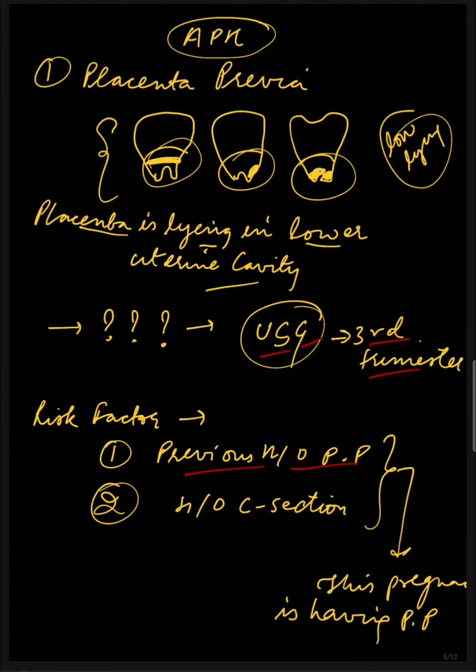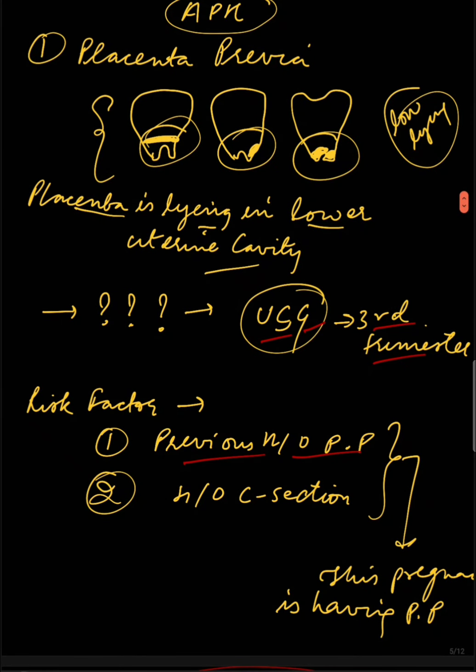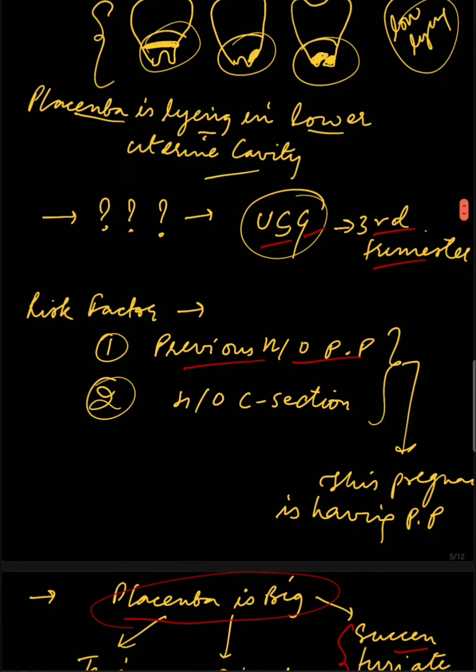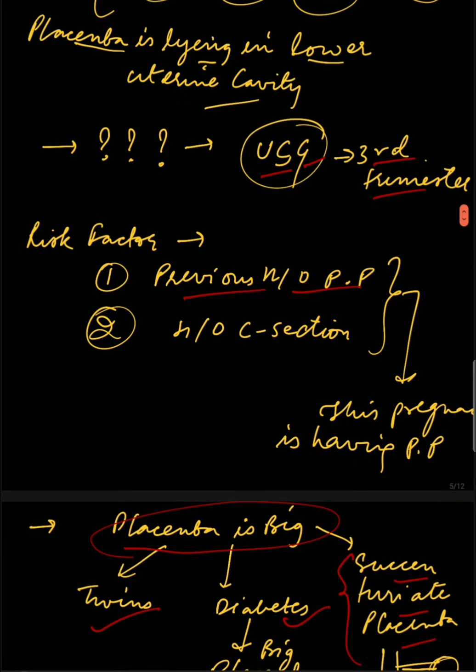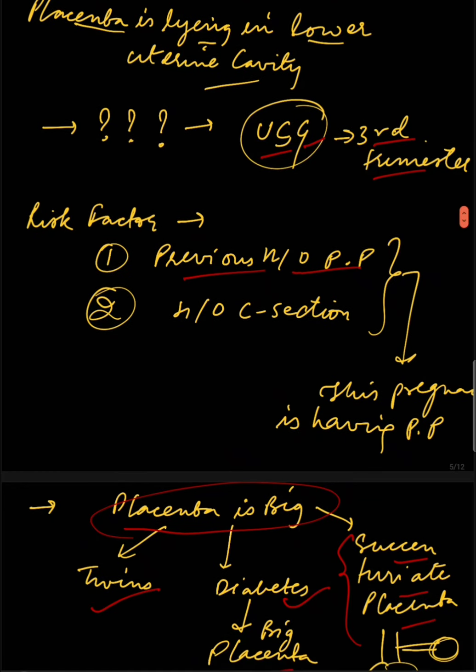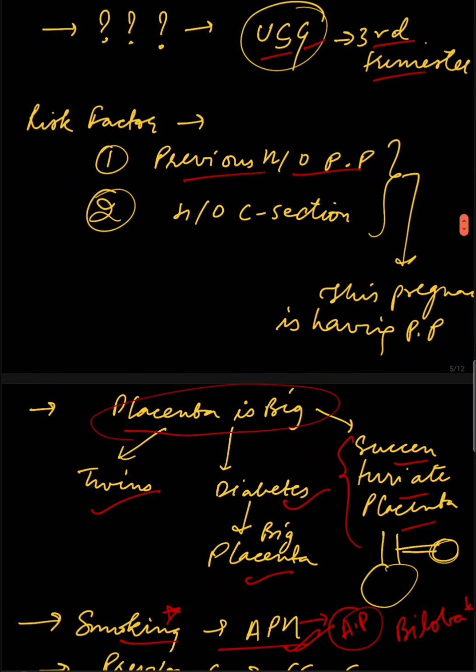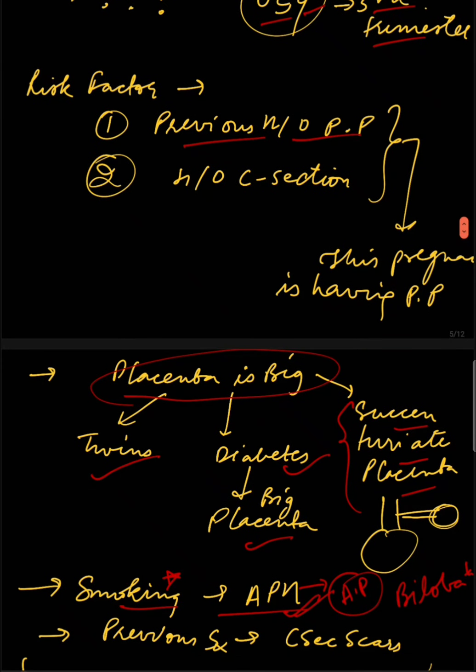So if the placenta is lying in the lower uterine cavity, a low lying placenta, it is placenta previa. How will you diagnose that it is a case of placenta previa? You'll go with an ultrasound scan in the third trimester, right? From there you will get to know that the placenta is low lying. Every low lying placenta will not cause placenta previa, all right? Risk factors are previous history of placenta previa, so in this pregnancy there is an increased risk of having placenta previa.